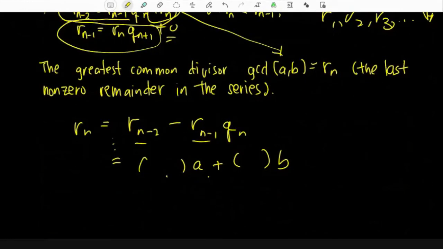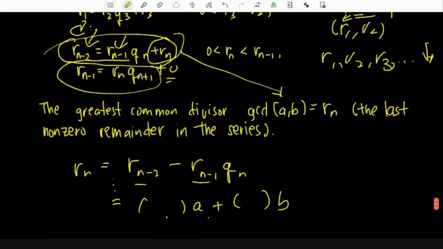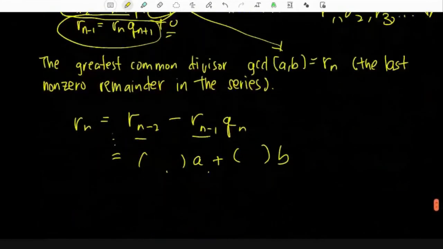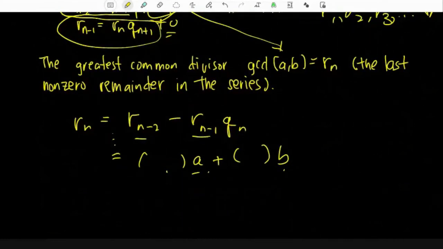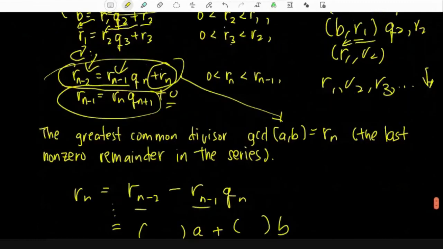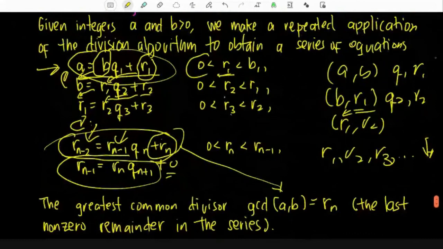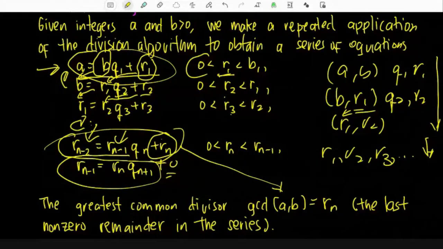And this is true for any step. Okay? Kahit sa Rn minus 1 ka mag-start or sa R1 ka mag-start, lahat yon linear combination ng A and B. So, lahat yon divisor ng GCD kasi linear combination siya ng A and B. Tama? Pero, since papaliit tayo, siya yung pinakamaliit sa lahat ng linear combination. So, that means siya yung magiging GCD. Okay? Let's illustrate the process.